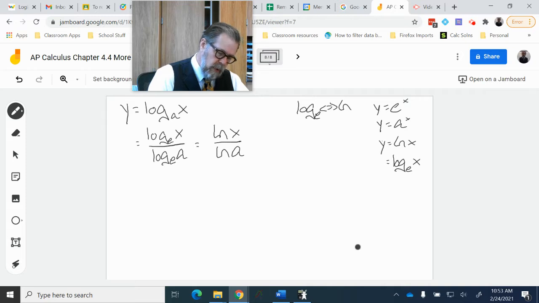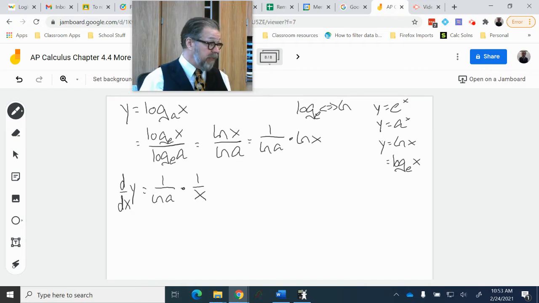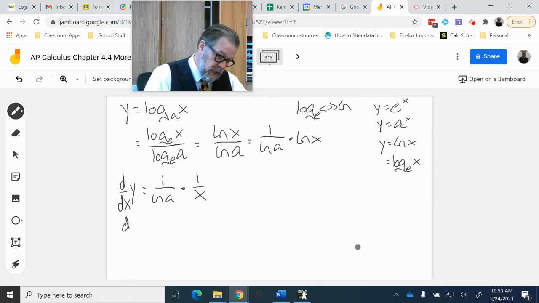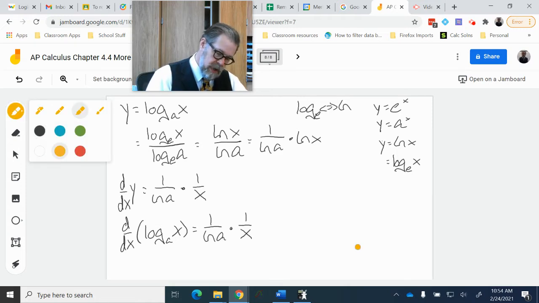So we'll rewrite this one more time. I'm going to write it as 1 over natural log of a times natural log of x, which means that the derivative of this function with respect to x is a constant term times the derivative of the function. Wow, that was super easy. The derivative with respect to x of log base a of x is 1 over the natural log of a times 1 over x.